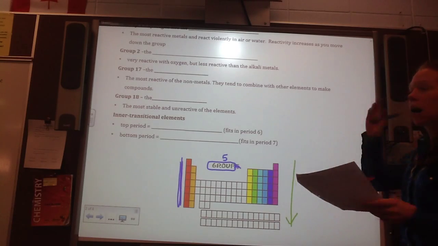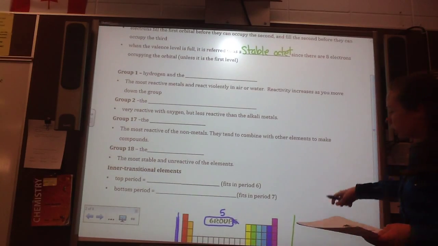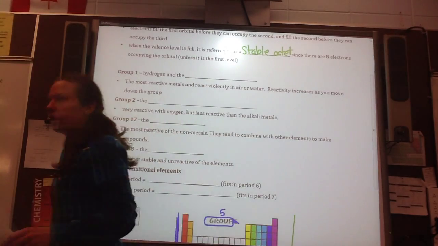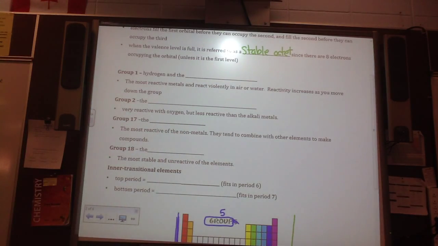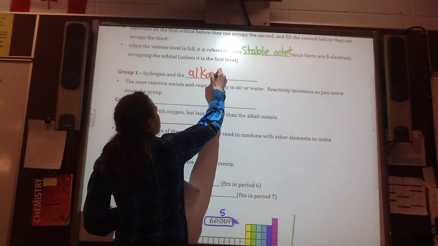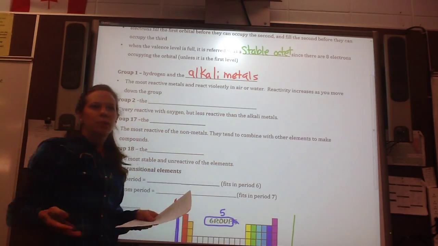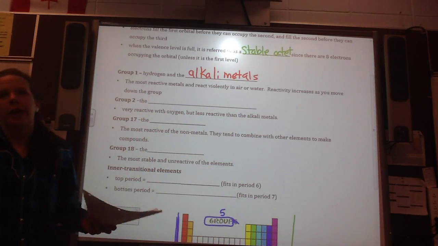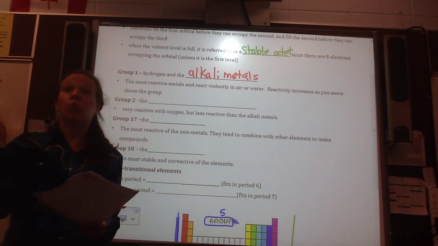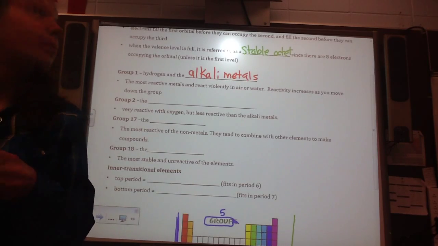Okay? So there's a couple groups that are special. Group 1, what is that called? Do you know what group 1 is called? Alkali metals. Yeah, group 1 is the alkali metals. And hydrogen's with the alkali metals, but hydrogen is not a metal. It's just in the same group. They are really reactive.